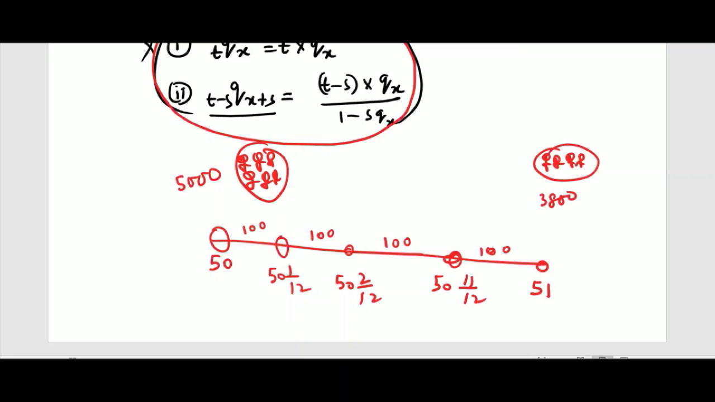Mortality is not constant, right? See, how many people are here? 5,000. Out of 5,000, 100 died. Here, out of 4,900, 100 died. So is mortality constant? No. Here, out of 5,000, 100 died.